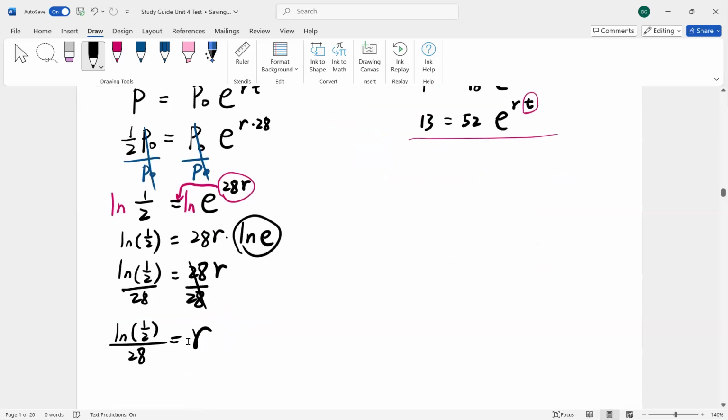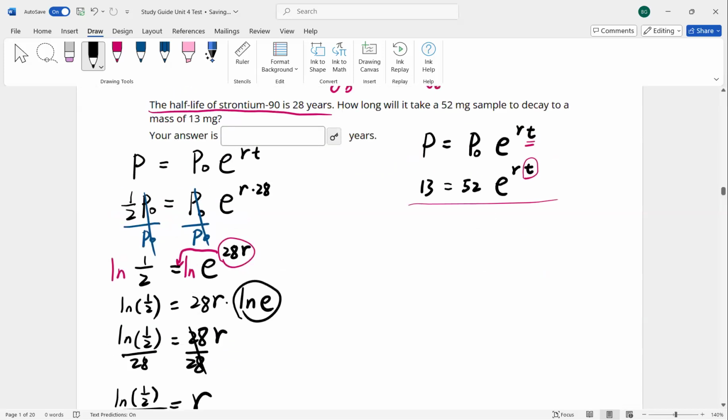Once we have the value of r, we can solve this equation for t. Similarly, we're going to divide each side by 52. Cancel. Then on the right side, we have the exponential function e to the power rt. Left side, we have 13 over 52. 13 over 52 is a quarter, I believe. 13 times 4 is 52, so 1 over 4 equals e to the power rt.